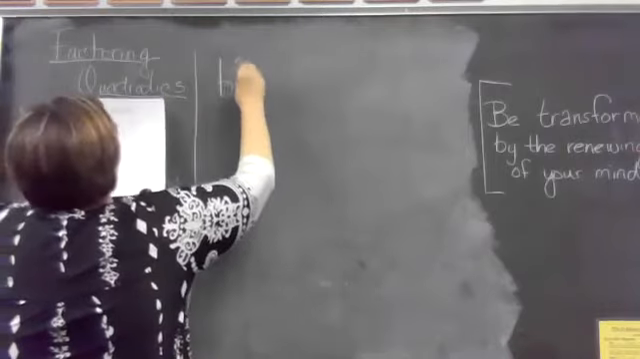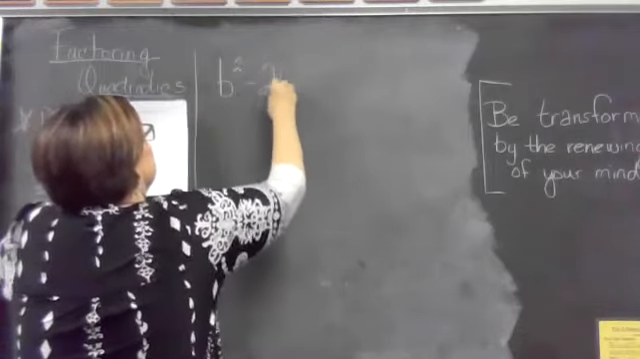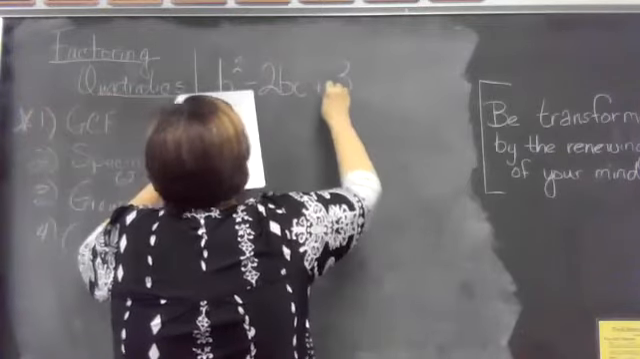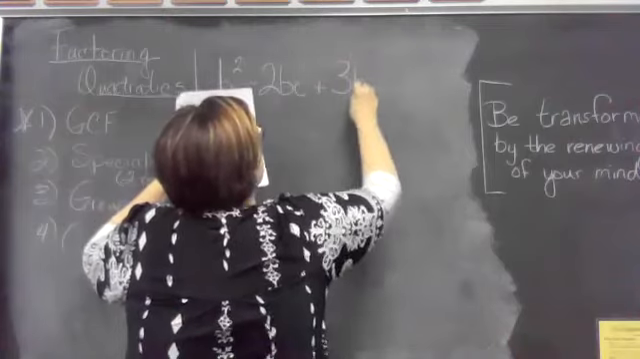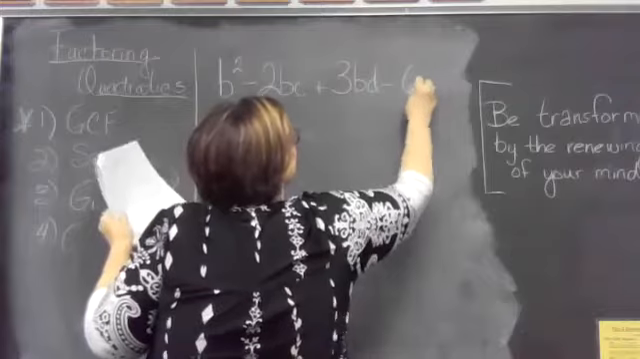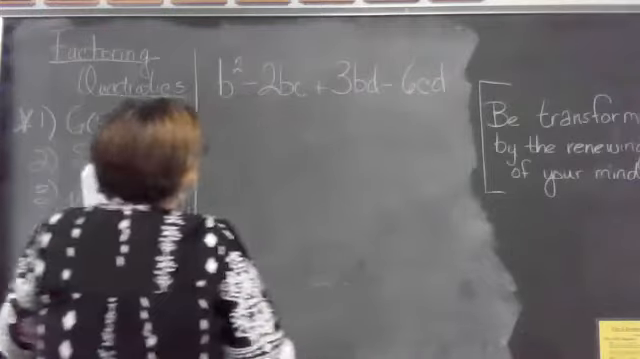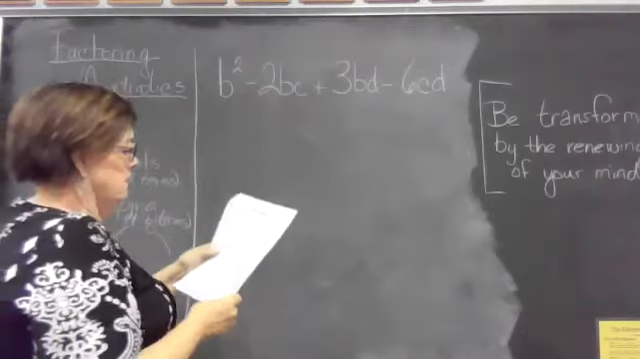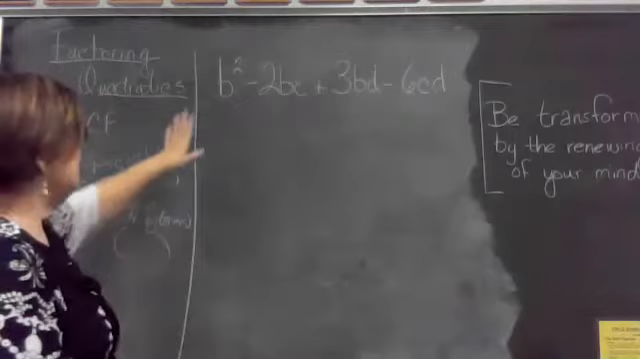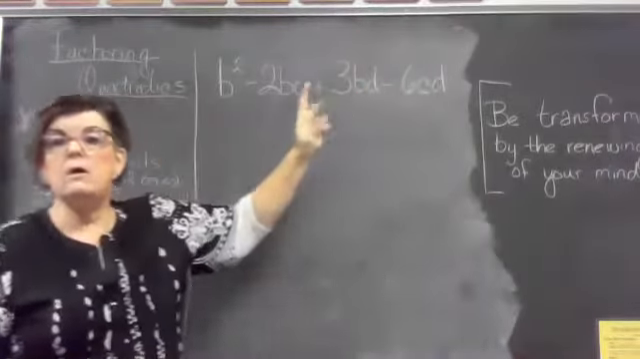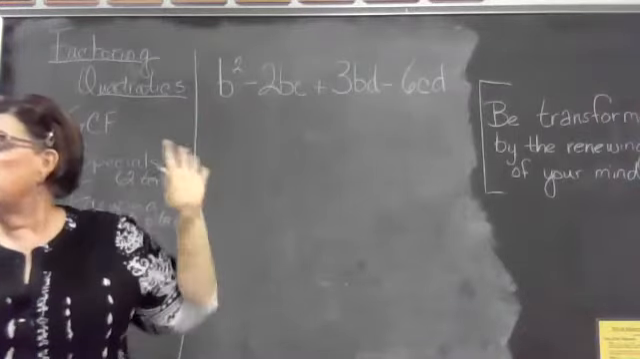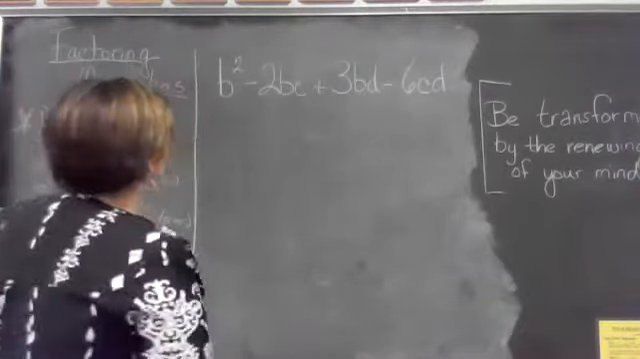Okay. B squared minus 2BC plus 3BD minus 6CD. Ugh, what a mess. Supposedly, but it's not going to be that bad. Since it has more than 3 terms, it has 4, and later on we're going to do 6 the same way. Okay, then we know we're going to factor by grouping. So let's make 2 groups here.